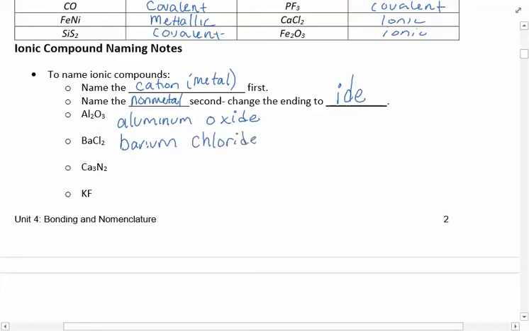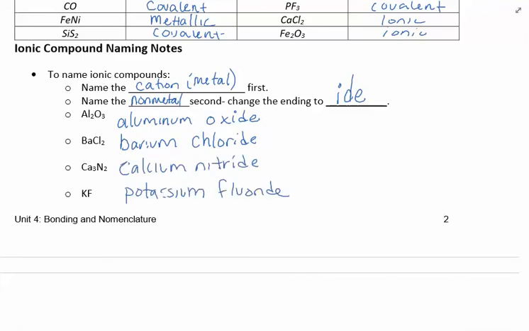Why don't you try the remaining two on your own? So you end up with calcium nitride and potassium fluoride. So the key here is that the ending is IDE. Notice the name of the beginning part, the cation, does not change here.